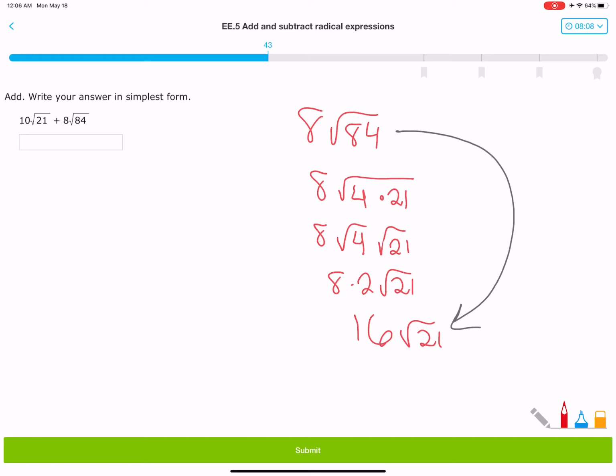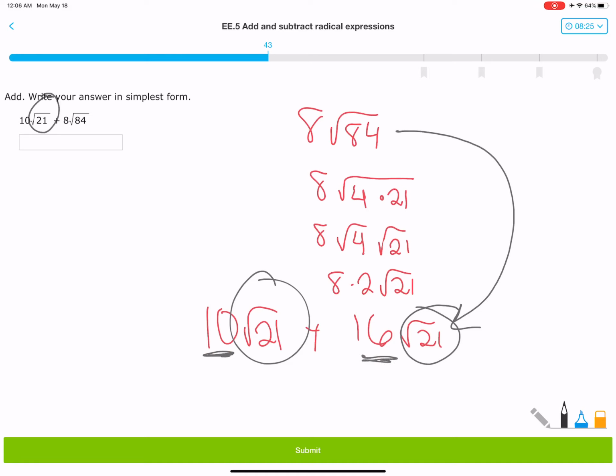Now these have like terms, so we could rewrite this as 10 square root of 21 plus 16 square root of 21, and we can add the 10 and the 16, and we get 26 square root of 21.